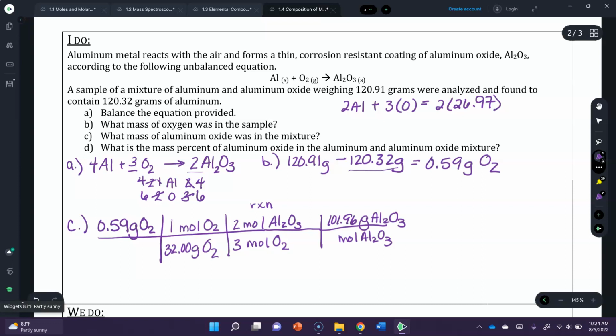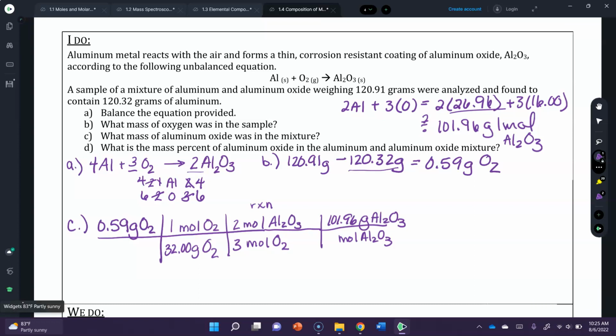And then, or 93, looks like it might be 93. Nope, 96. Plus 3 times 16. I'm pretty sure that those are the numbers, but I want you guys to go back and do the calculations. And then that should give you 101.96 grams per mole of aluminum oxide. Okay, so you want to check that molar mass before you finish, but there it is.